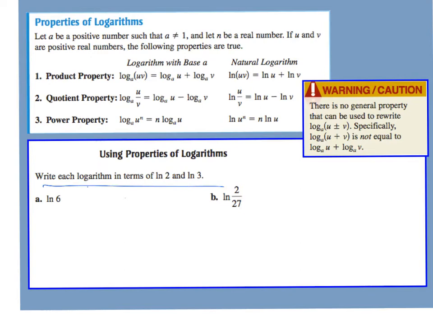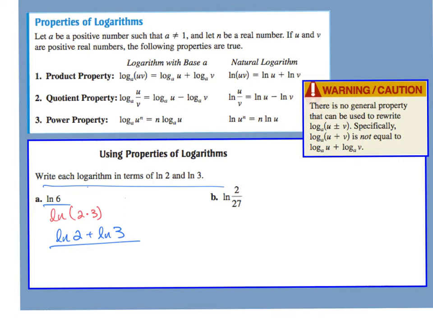So we're going to write each logarithm using natural log of 2 and natural log of 3. The first thing I have is natural log of 6. Well, what's the relationship with 2's and 3's to give me 6? 2 times 3, right? So this is the same thing as saying natural log of 2 times 3. Well, I have multiplication going on. So what really is that if I expand my logarithm? This is adding. So now I have natural log of 2 plus natural log of 3. So natural log of 6 is the same thing as saying natural log of 2 plus natural log of 3.